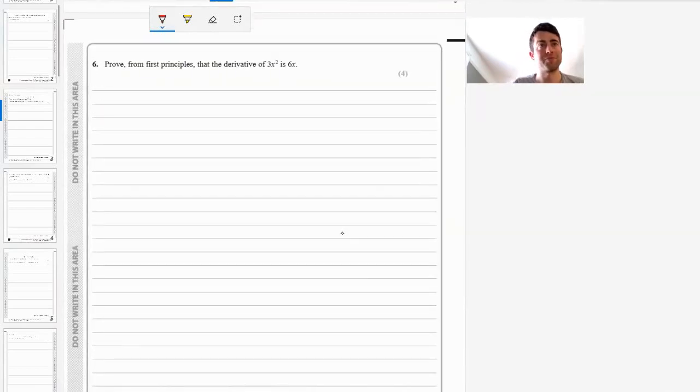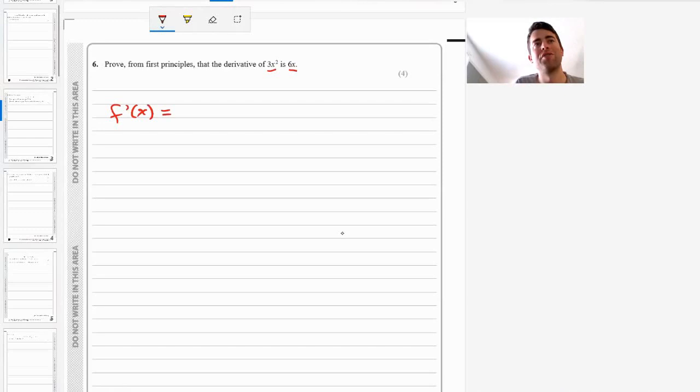Question 6. Prove from first principles that the derivative of this is this. A very standard question that if you've practiced and revised differentiation from first principles, you should get full marks on, again, if your notation isn't sloppy.